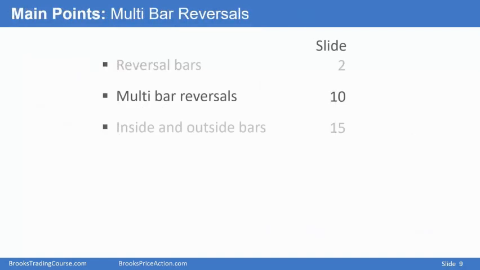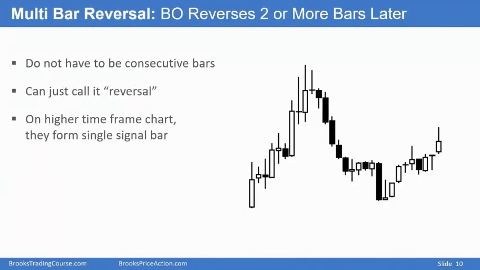Reversals can take place over the course of more than just 2 bars. And the bars do not have to be consecutive. Just think of it as a reversal. We're going up, we're going down. So the market reversed. We have a strong bull breakout and a strong bear reversal. Here's the bull breakout. No reversal here, but we did get the reversal here.